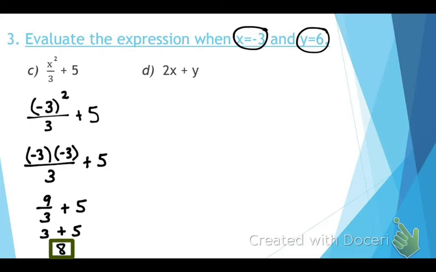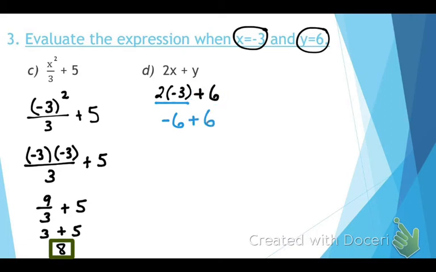Instead of saying 2 times x, what will I write, class? 2 times negative 3. And instead of saying plus y, I'm going to say plus 6. What should I do first? Should I multiply these together or should I add that? Let's multiply it together. So remember, what I want you guys to do each time is underline it. What is 2 times negative 3? Negative 6. What do I do to this plus 6? Bring it down.